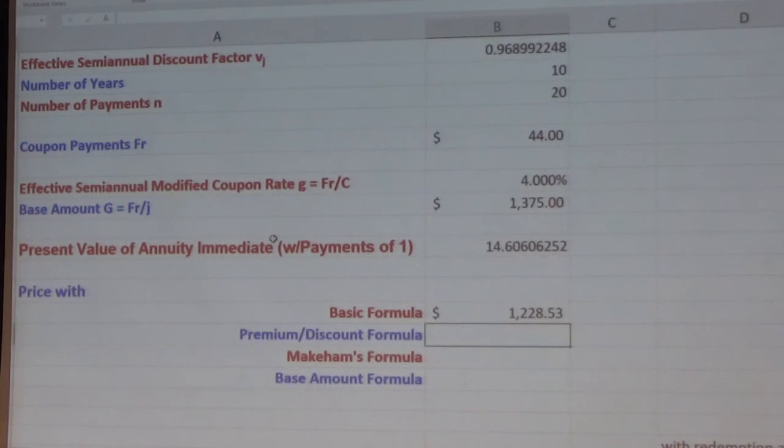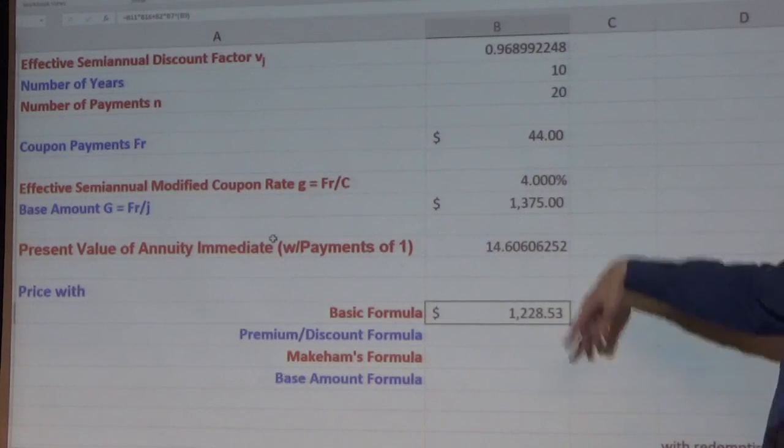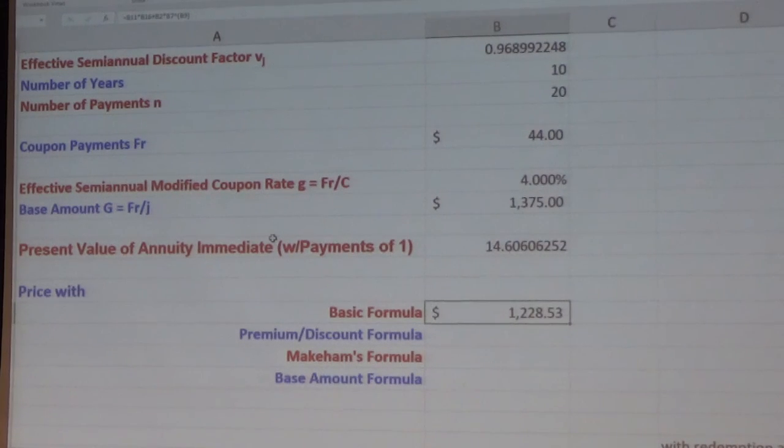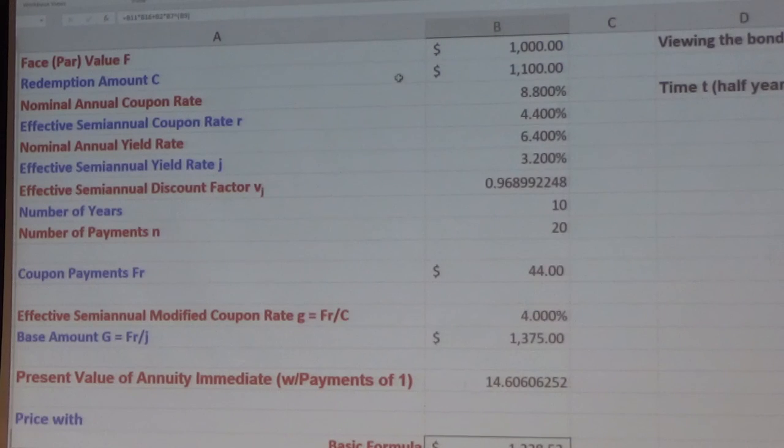Check this on your own. The price of the bond is $1,228.53. So it's being priced at a premium. That's bigger than the 1,100. Bigger than C.